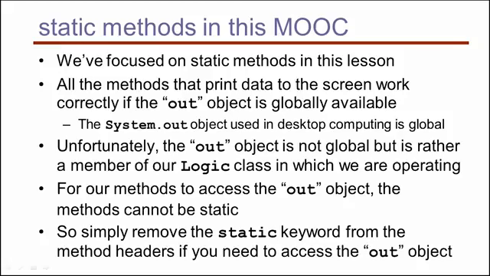Thus, if you have a method that needs to access the out object for printing to the screen, you will need to remove the static keyword from the method header for the method to work correctly. If your helper methods simply take in parameters and return values and do not print anything to the out object, then they can remain as static methods.